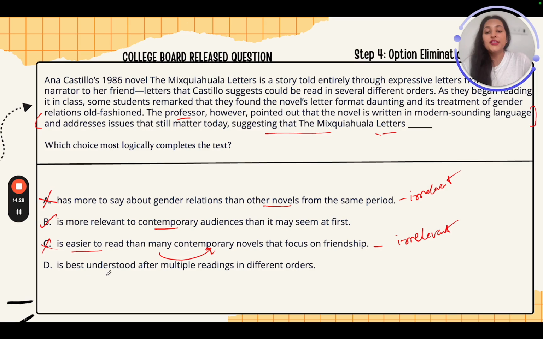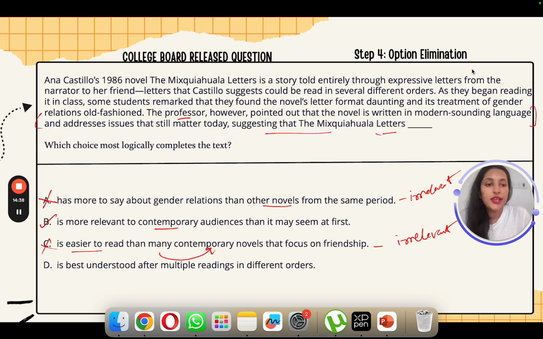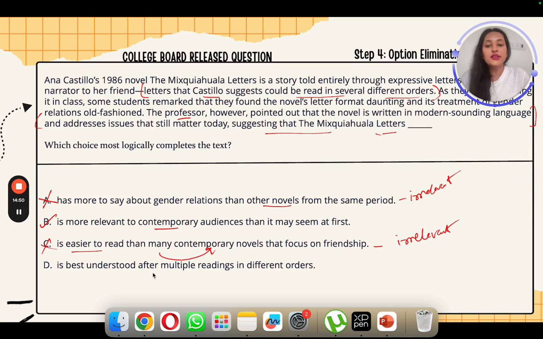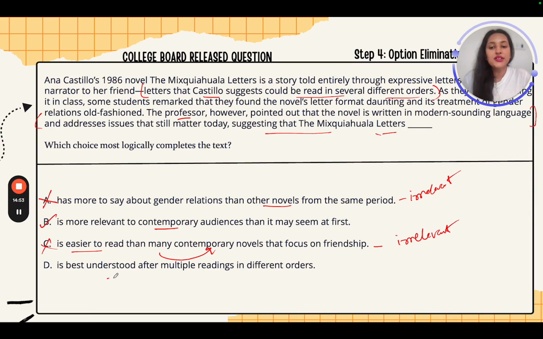Let's look at D. Is best understood after multiple readings in different orders. Now, how is it best understood? It's not been told to me in the text. The first sentence in the text simply told me that Castello suggests it could be read in several different orders. You can, if you want, read these letters in different orders. But is this the best way to understand? That's not been told to me in the text. So what is the best way to read it to really understand the letters? I don't know. That's not been told to me in the text. So this is irrelevant again.